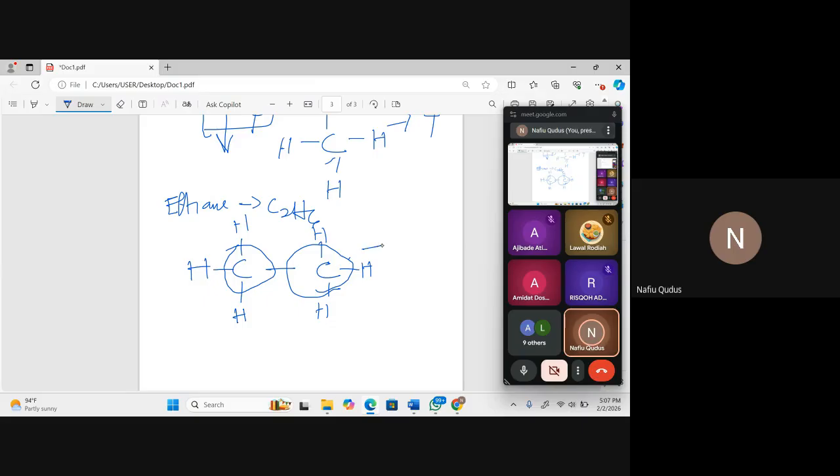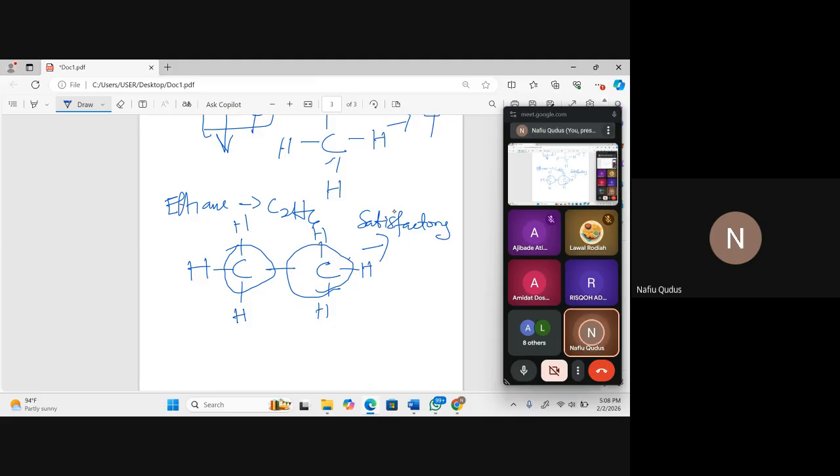That is why we said ethane itself, we call it satisfactory hydrocarbon. What do I call it? Satisfactory hydrocarbon. Because it is being satisfied.